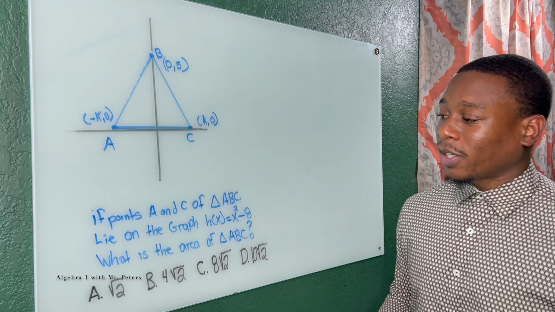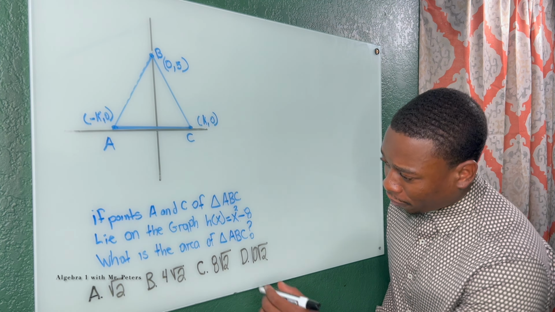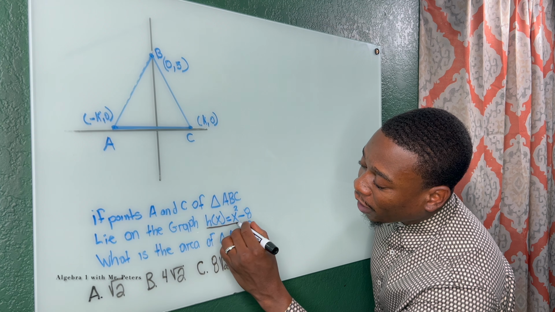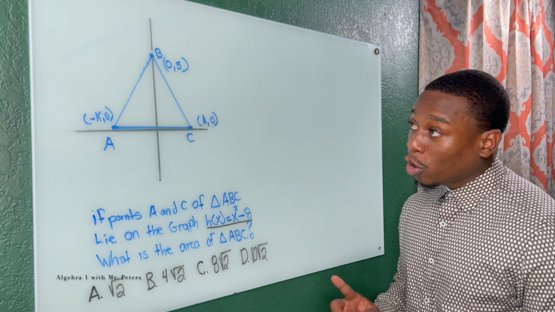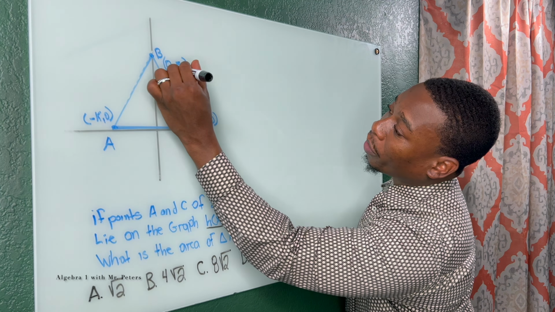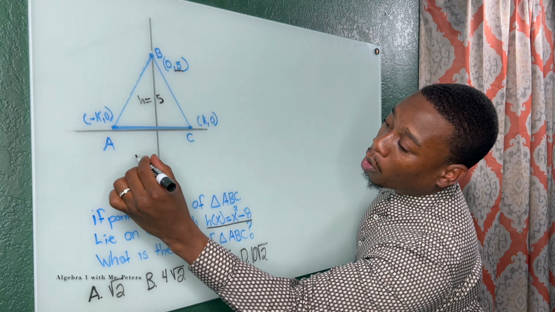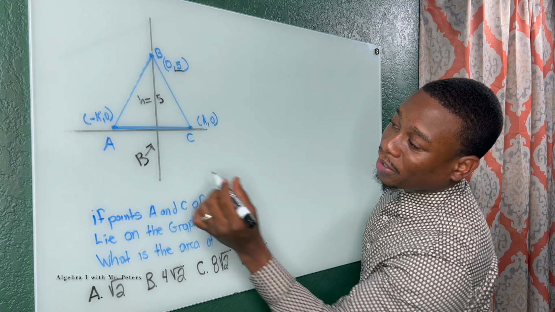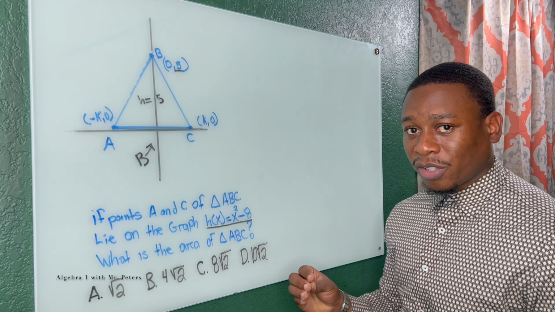So our question says, if points A and C of triangle ABC lie on the graph h of x is equal to x squared minus 8, what is the area of triangle ABC? So for one, we know the height is equal to 5, but what we don't know is the base. So for us to get the base, we need to figure out what the x-intercepts are.